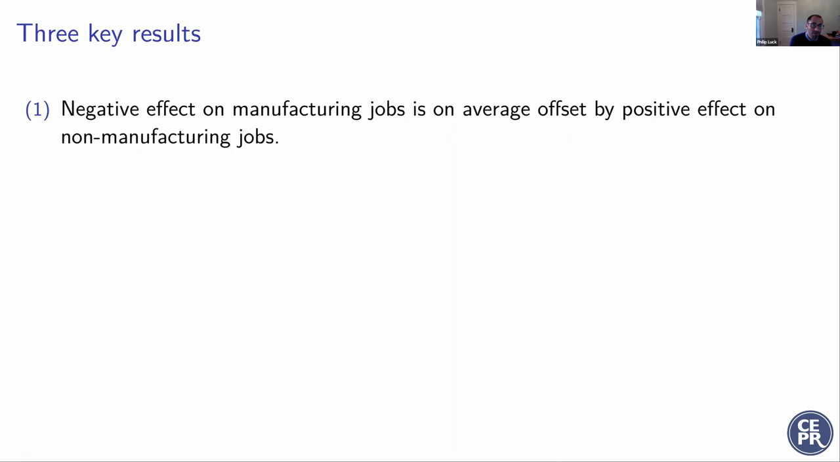The first thing we're going to show is that there is, as the literature has shown, a large and significant negative effect in manufacturing. However, at the local level, we're going to find that a lot of this, if not all of it, is offset by increases in employment within non-manufacturing. So on average, and that's an important point, there are not going to be large total reductions in employment within commuting zones.